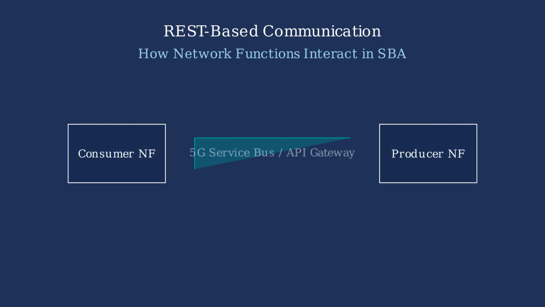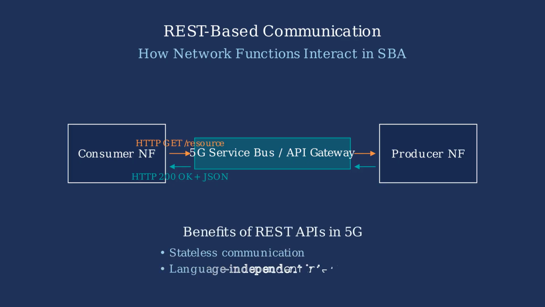SBA enables network functions to communicate using REST APIs, which are the same interfaces used in modern web applications. When one network function needs information from another, it sends an HTTP request through the service bus. The request is processed and a response is returned with the required data. This REST-based approach offers several benefits for 5G networks, including stateless communication, language-independent interfaces, and simplified implementation.